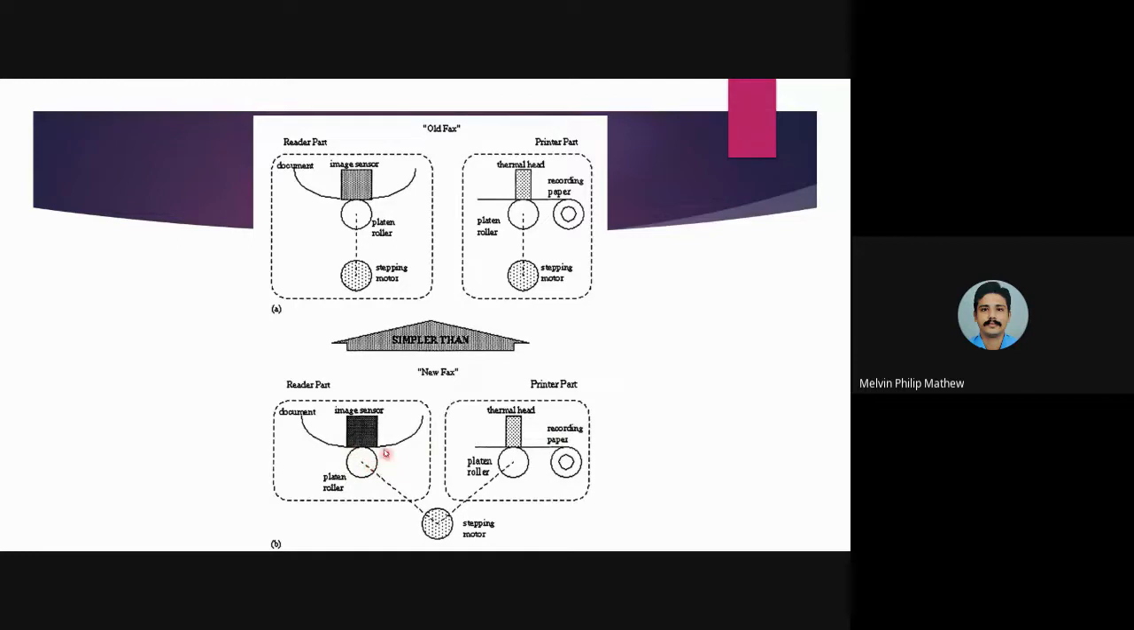One is the image sensor in the reader part, which senses the image and relays it to another fax machine, while in the printer, a thermal head prints the received image on paper. After the paper is rolled out from the printer, it is obtained by us. For that purpose, the rolling of the paper by the printer roller and the reader roller is done by a single stepping motor. That is how it is simplified. This is one example of a simplification procedure.